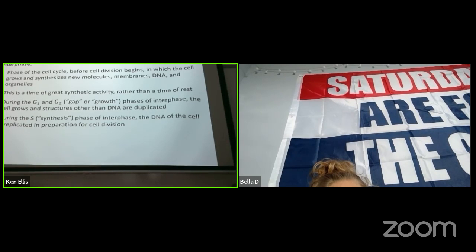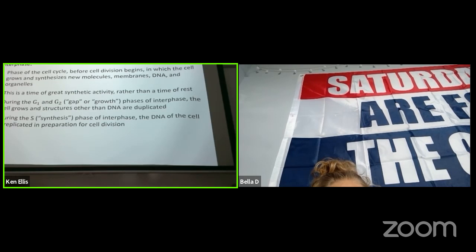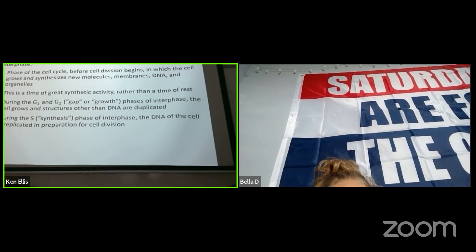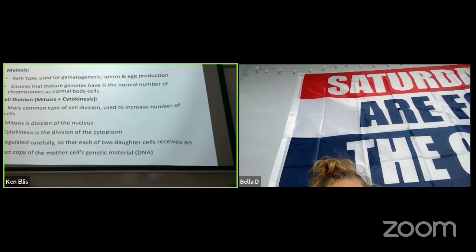During G1 and G2, basically the gap or growth phases of interphase, the cell grows and structures other than DNA are duplicated. During the S phase of interphase, the DNA of the cell is replicated. That's the only time that it is. And remember why it needs to: I've got one cell going to become two cells, and I want an identical message in each in the form of DNA. So that's when it's replicated, during the S phase. Almost done, guys. Can you hang in there a bit?